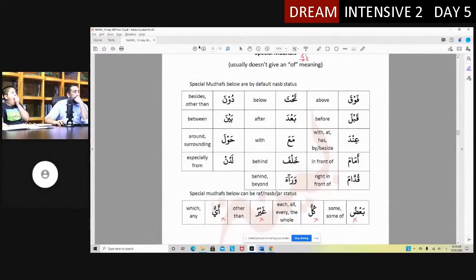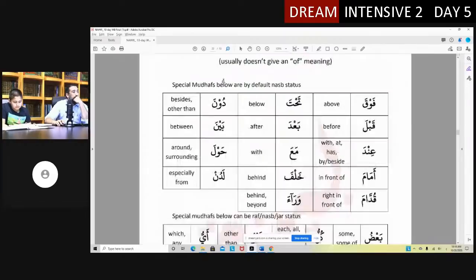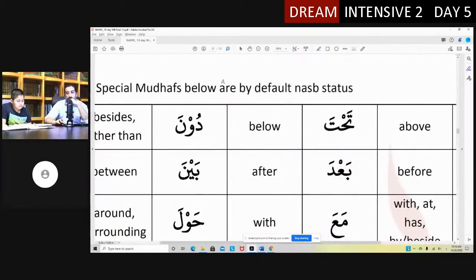A lot of questions about how these are different from the harf of jar. Great question. A long time ago, when you were much younger, we said an ism is a person, place, thing, idea, adjective, adverb, and more. And by more I meant special mudaf. These guys.